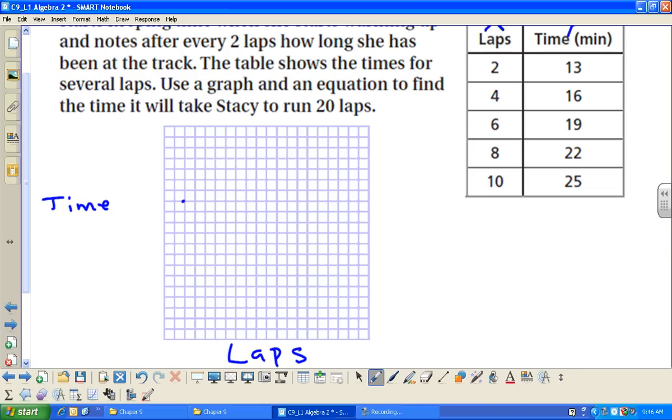And then I have 4 and 16. Six and 19. And all I really need are 2 points. And I'm not going to get all of my numbers, my 822 and my 1025 on the graph. But I can still draw my graph as is.